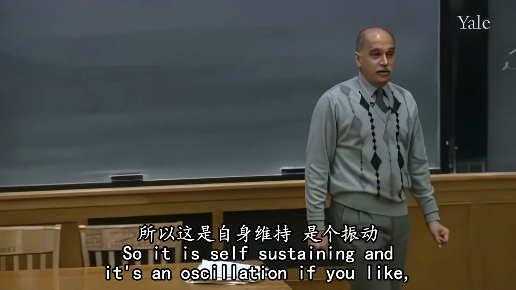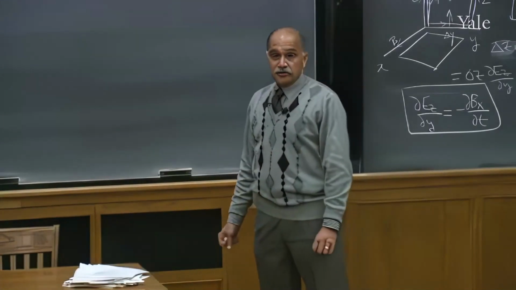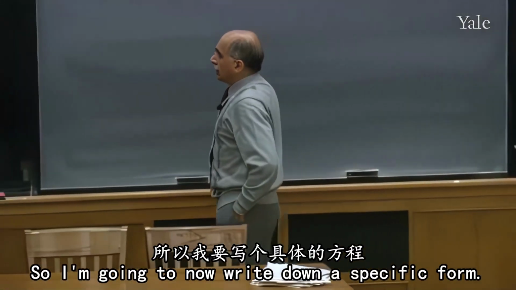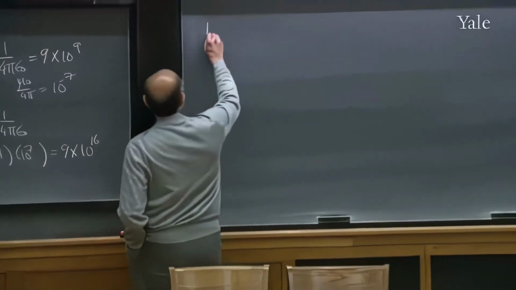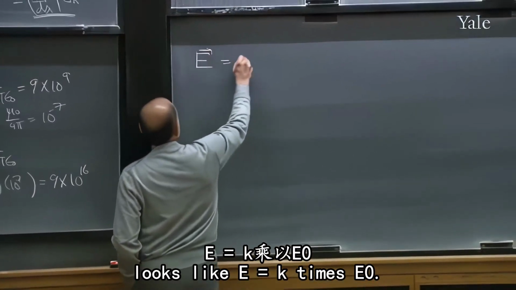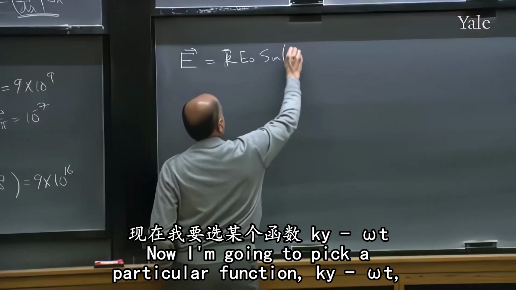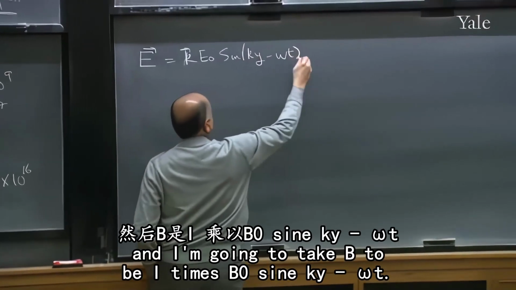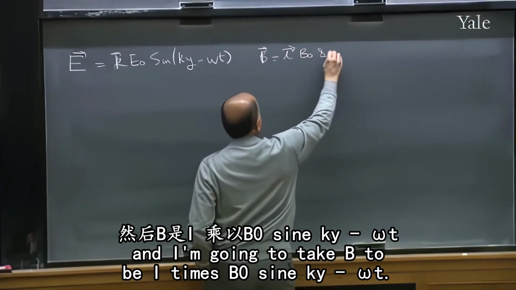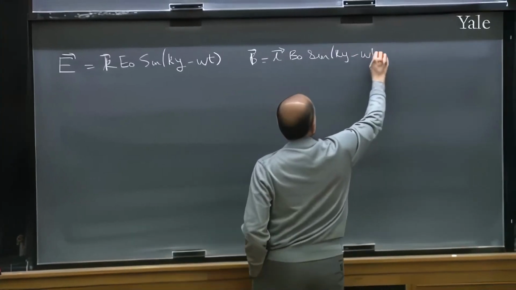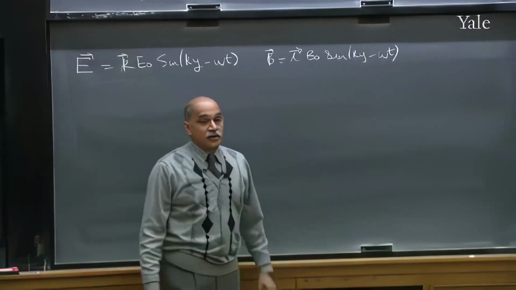So it is self-sustaining, and it's an oscillation, if you like, but it's an oscillation over all of space and not over 1 or 2 degrees of freedom. So I'm going to now write down a specific form. Now, the specific form I'm going to write down looks like E equal to k times E0. Now I'm going to pick a particular function, sine of ky minus omega t, and I'm going to pick B to be i times B0 sine of ky minus omega t.